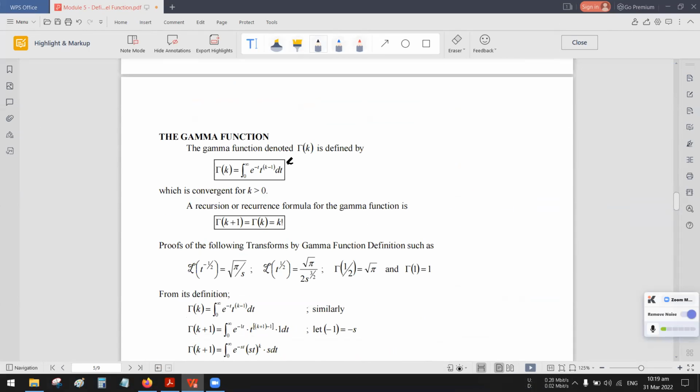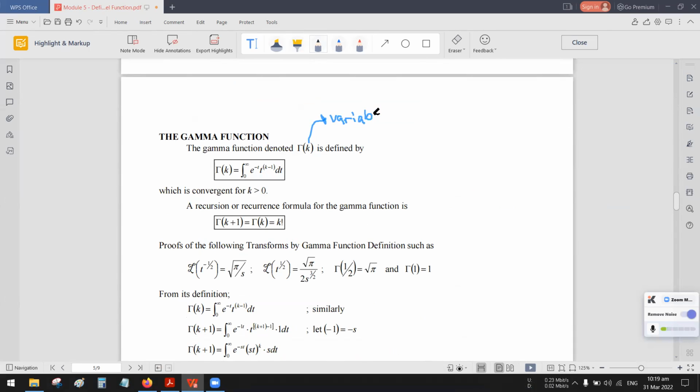Yan. So the gamma function denoted by this function, of course, the gamma multiplied by k. So this is defined as the integral from 0 to infinity. So this is just an integral. This is e raised to negative t multiplied by t raised to k minus 1. Okay, yung k mo dito is a certain variable.